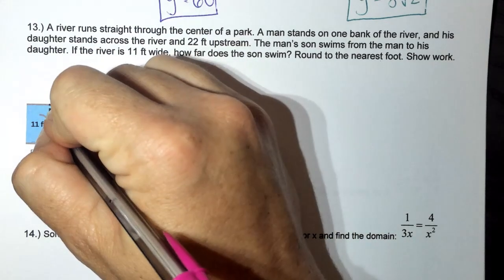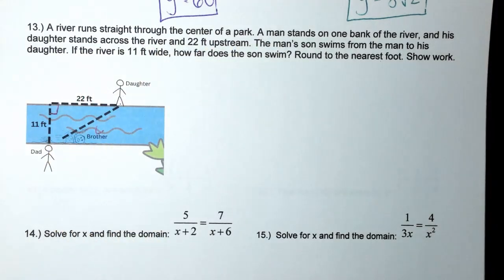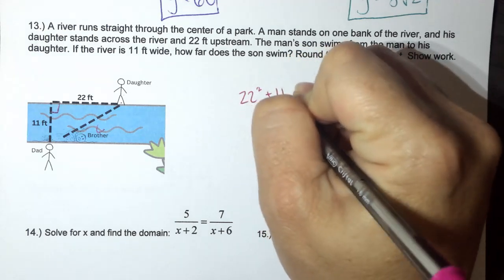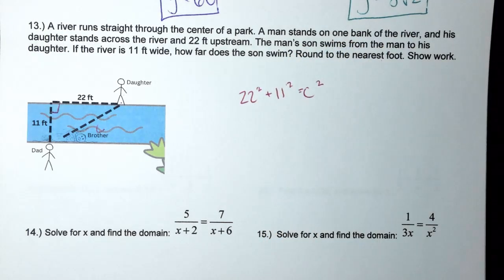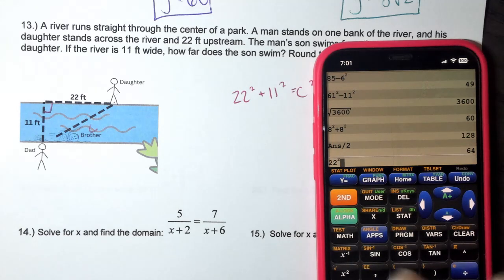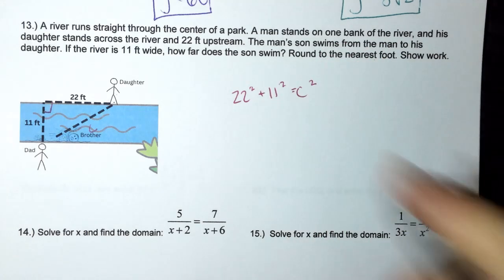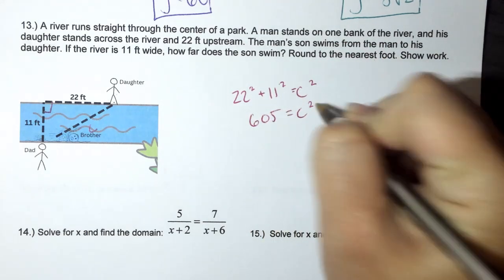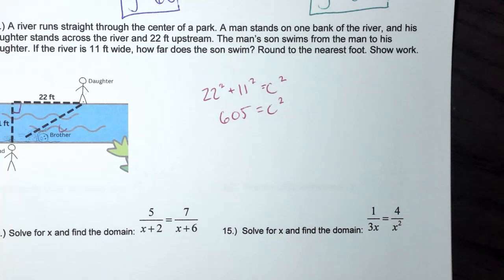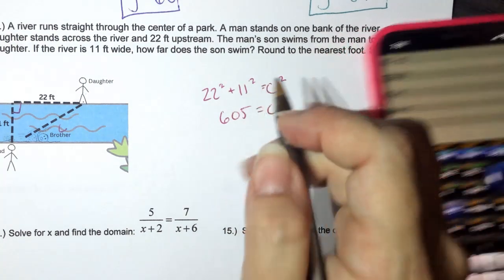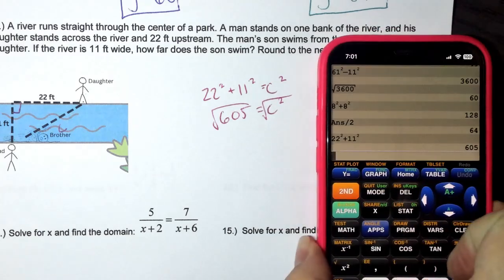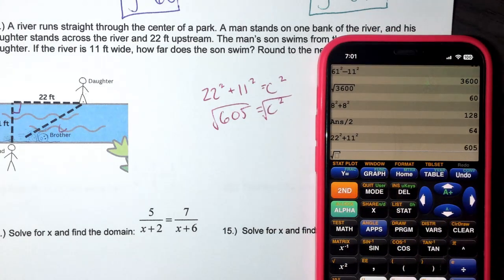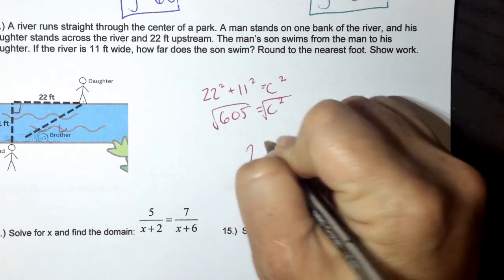So we need to know this distance. This is our missing, and it's also our C. So knowing that, we have 22 squared plus 11 squared equals C squared. And I could do a decimal because it's a real world problem. So 22 squared plus 11 squared is 605. So this gives me 605 equals C squared. And then it says round to the nearest foot. So when it tells you to round, we know we're doing a decimal. So I have to go ahead and do square root, and the square root of 605 is this, and it wants me to round to the nearest whole number. So after the decimals of 5 means I round up, and it's 25 feet.